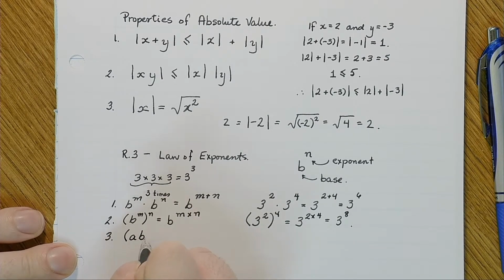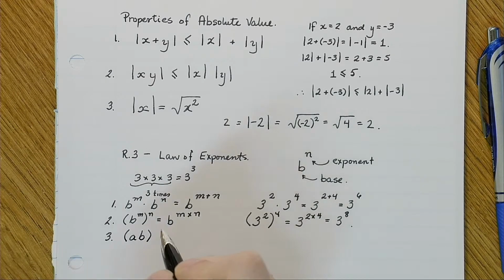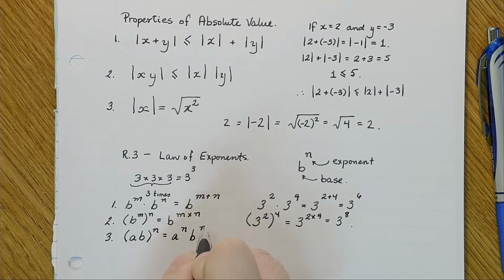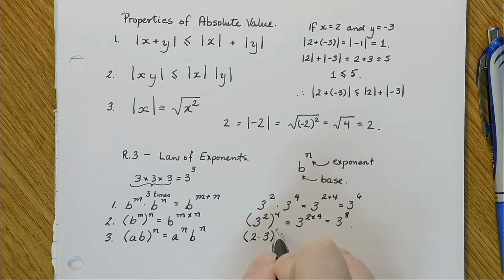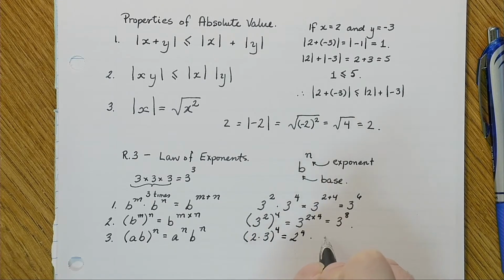If I have a times b, so the base is ab, and we raise it to the exponent n, that's equivalent to a to the n, b to the n. So I could have something like 2 times 3 to the 4th, that's equivalent to 2 to the 4th times 3 to the 4th.